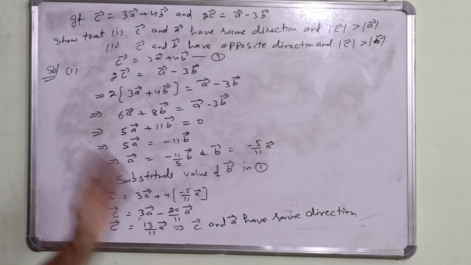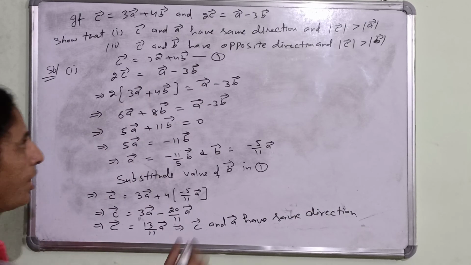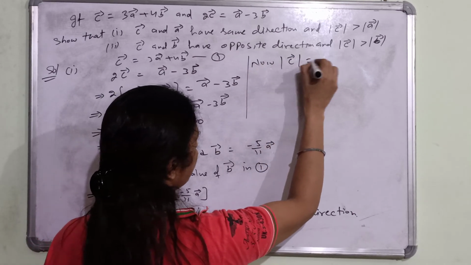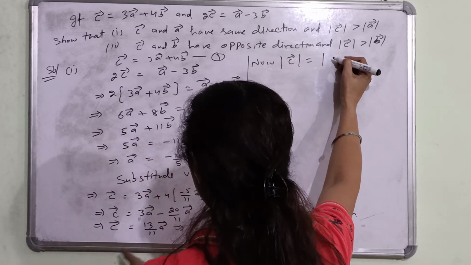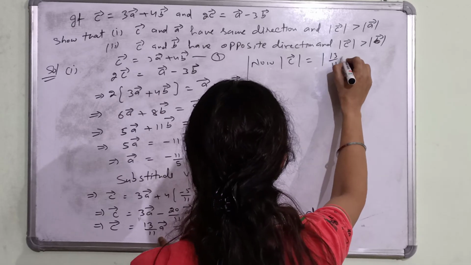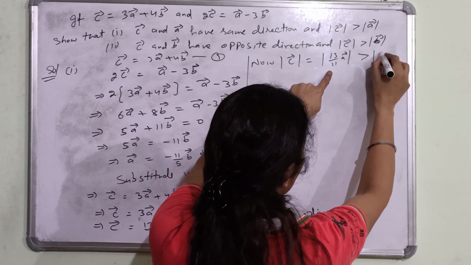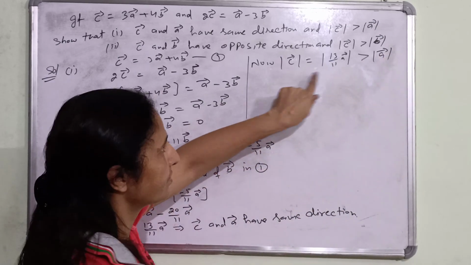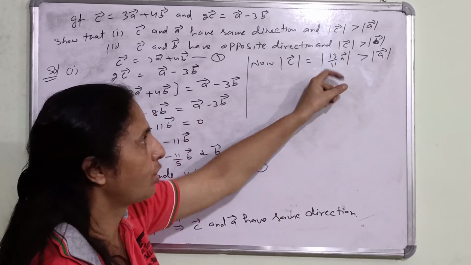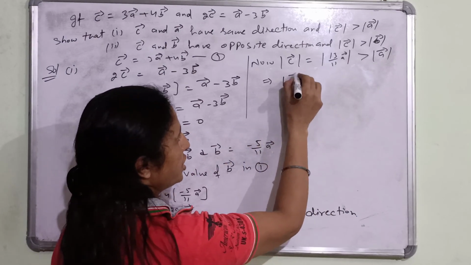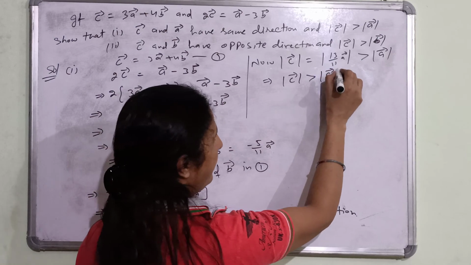Secondly, we have to find the modulus, the magnitude of C. Substituting the value of C, that is 13 over 11 A magnitude. Obviously this is greater than A magnitude because C's value is 13 over 11 A, so obviously this is greater than A, right? So it means the magnitude of C is greater than the magnitude of A.